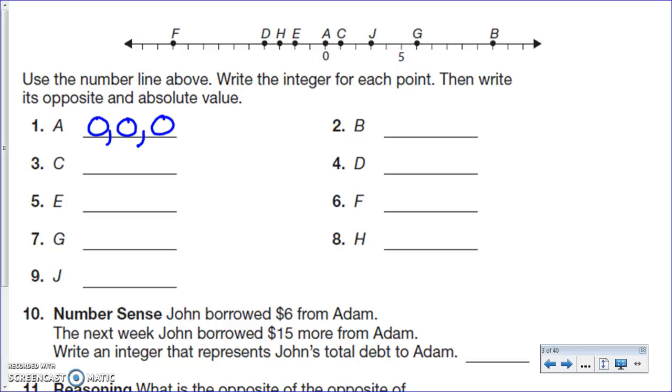For number 2, we have B, and then we're going to count up. And we can see that B is on the point 11. So we're going to write 11, comma, its opposite is negative 11, comma, and then the absolute value of 11 and negative 11 is 11. For 3, we have C, and if we look there, it's on point 1. So we're going to write 1, comma, negative 1 is its opposite, comma, 1 is the absolute value.